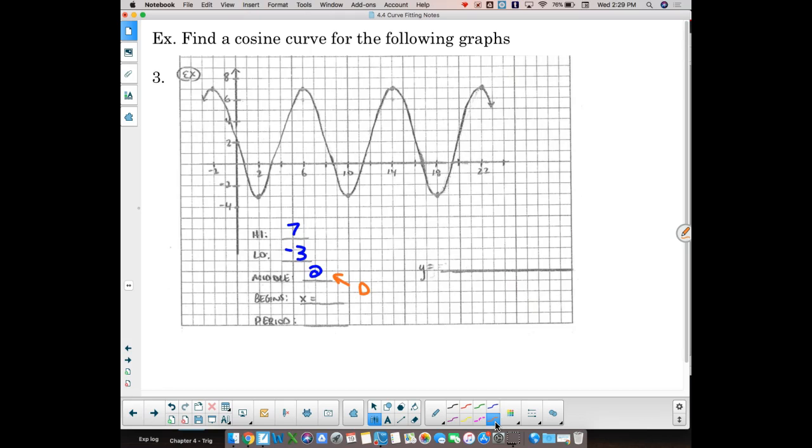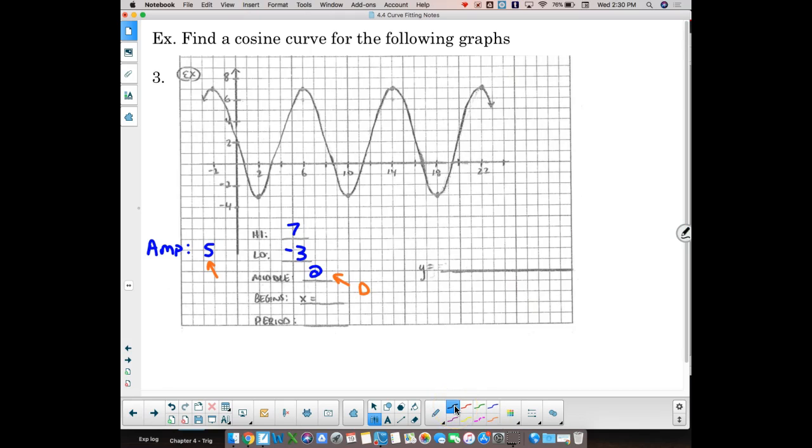Then, amplitude is going to be the distance from the middle to the high, or middle to the low. What's the amplitude here? 5. It's 10 total, okay? But we just want middle to the top, middle to the bottom, so that's 5. That's my A value. So all of ours should start with 5, or negative 5 if we want a negative one. We'll show you that in a minute.